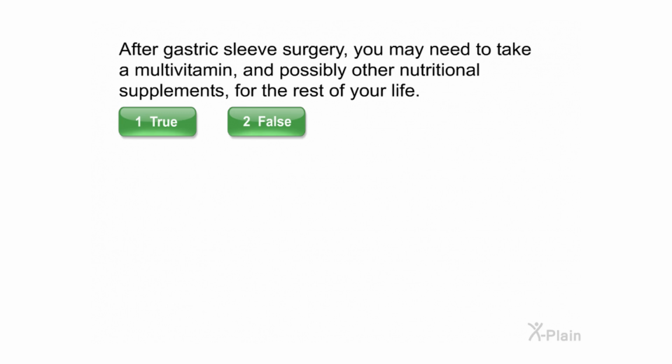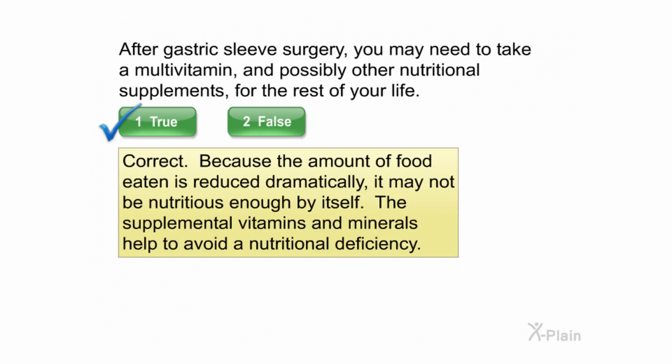After gastric sleeve surgery, you may need to take a multivitamin and possibly other nutritional supplements for the rest of your life. Select true or false. Correct. Because the amount of food eaten is reduced dramatically, it may not be nutritious enough by itself. The supplemental vitamins and minerals help to avoid a nutritional deficiency.